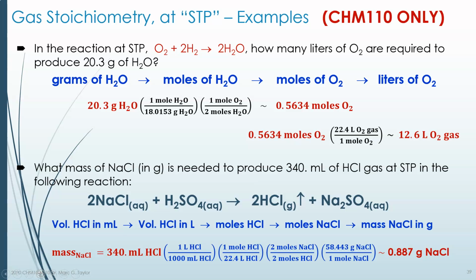We multiply it out, and we round it to 3 significant figures because that's what 340 is, it's what 22.4 is, and therefore our final answer is 0.887 grams of NaCl. And we'll stop here.